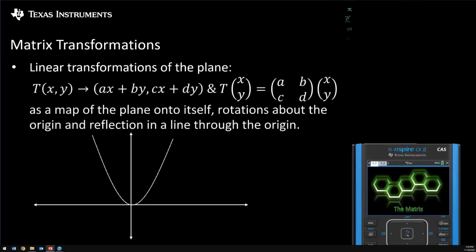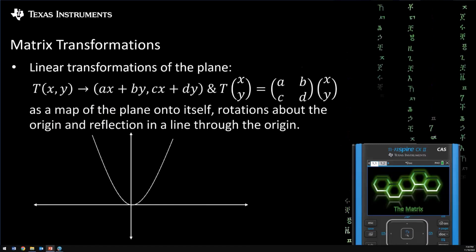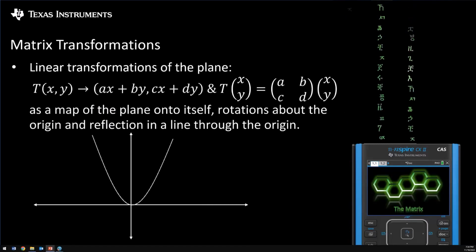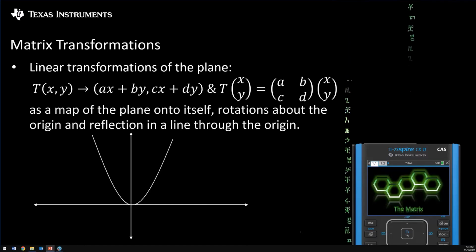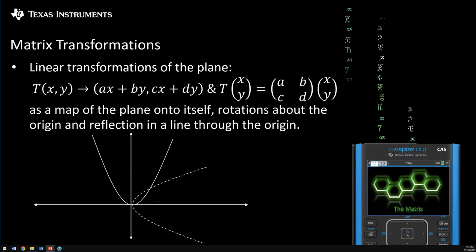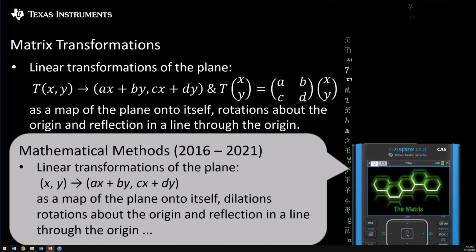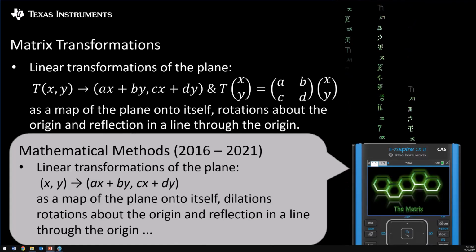And another one, linear transformations. So this time you'll notice we can have ax plus by, cx plus dy, mapping the plane onto itself, rotations about the origin, and reflection in a line through the origin, so very specific there. Let's have a look what that might look like. We might get the parabola and rotate it. And here's what it said in the methods study design from 2016 to 21. Another case of copy and paste by the looks of that.